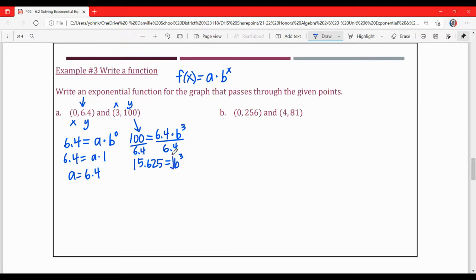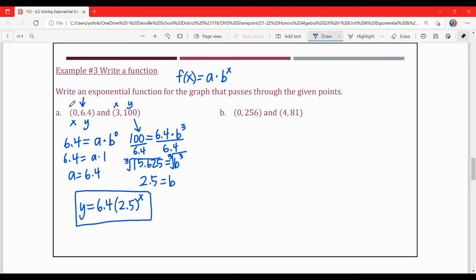To get to the b, I have to get rid of the cube. To get rid of the cube, I'm going to cube root both sides. So the cube root of 15.625 is 2.5. So now I have my a and b values, so I can write my equation. y equals 6.4 times 2.5 to the x. You can check if your equation is correct by plugging in 0 and seeing if you get 6.4, and then plug in 3 and see if you get 100. If you do, you did it right. If you don't, you did it wrong.